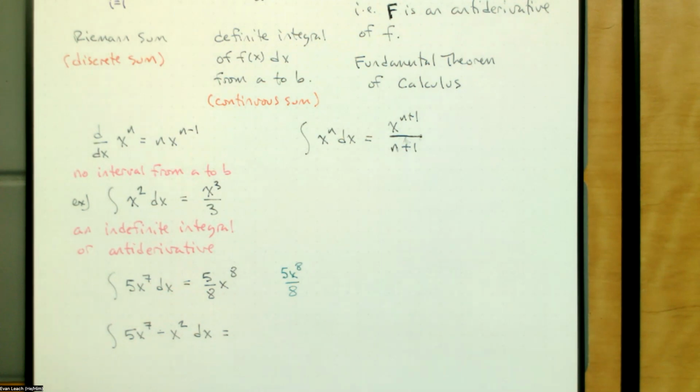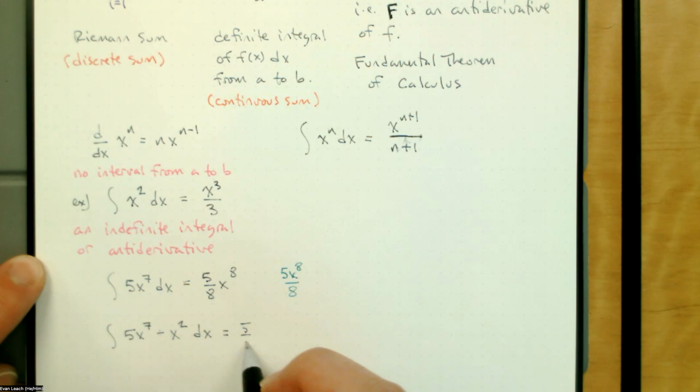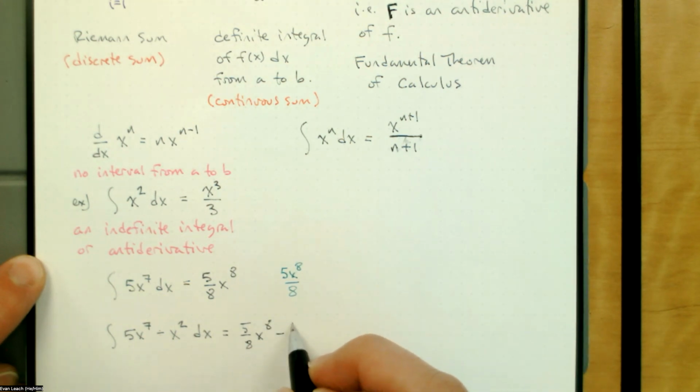The antiderivative is a linear operator. This indefinite integral is a linear operator. Integrals are linear operators, so we can just do things a term at a time. The integral of 5x to the 7th is 5/8 x to the 8th. The integral of x squared is 1/3 x cubed.